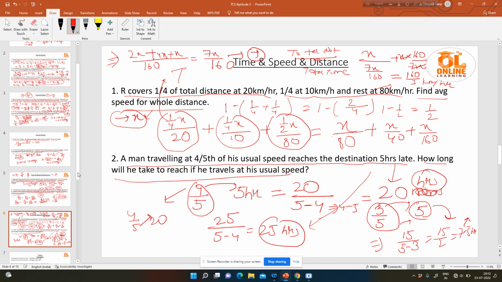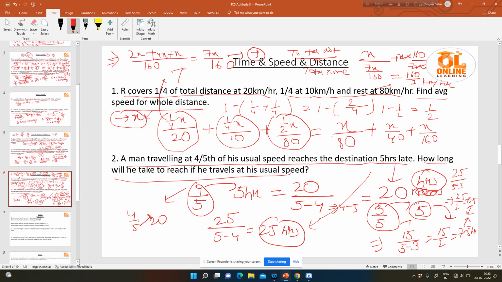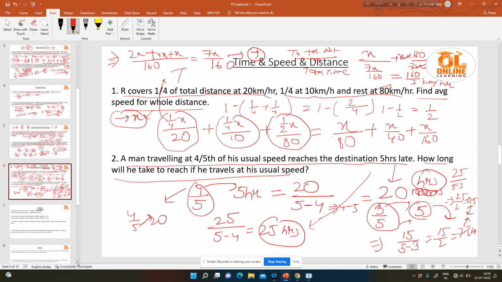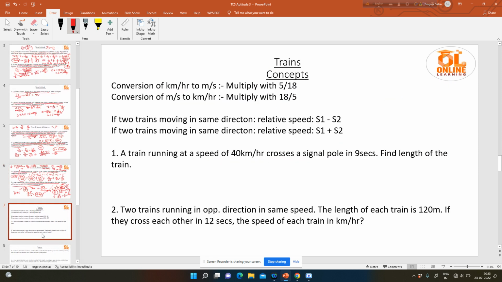And to find how much time he will take after being late, we have to multiply the denominator with the time. That would be 5 into 5, 25, and in the denominator we subtract them, that would be 5 minus 3, so 25 by 2, that would be 12.5. See, the difference between them is 5 hours. Hope you have understood the trick. It is very important, and you can see the same question in your TCS, or using this concept you can also solve different questions.